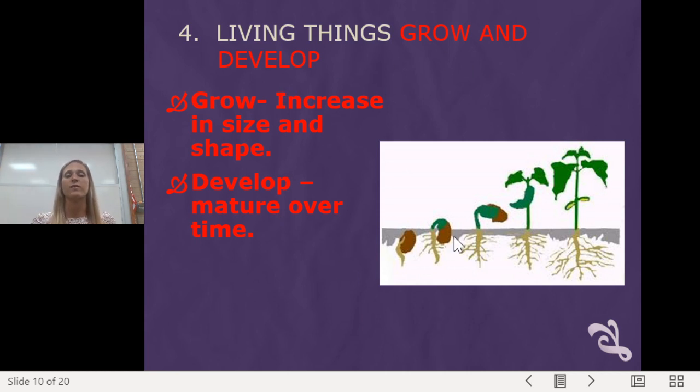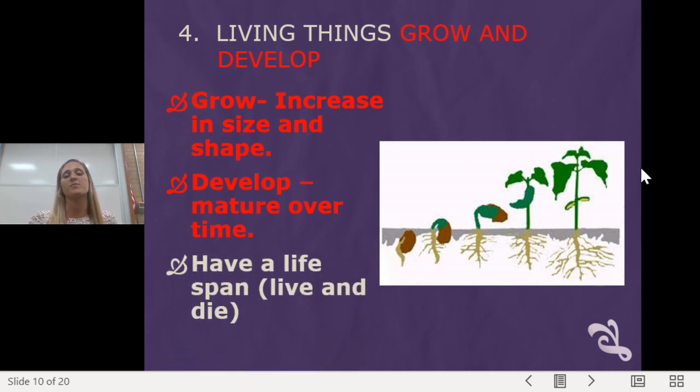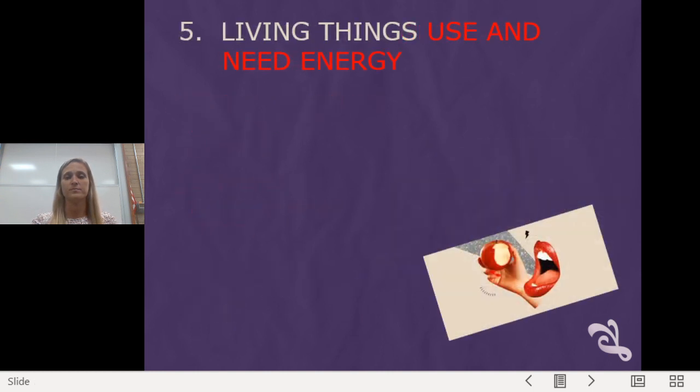So living things grow and develop. They do get larger, as you can see here, and they also develop, meaning they change. So we go from just the seed with a small root to a large plant that contains stem and leaves as well as a root system. So growth and development. And then they have a lifespan. They live and they die. Death is not non-living. Death does not mean that something isn't alive. Death is a part of the living cycle. So you're going to have a span of beginning to end.